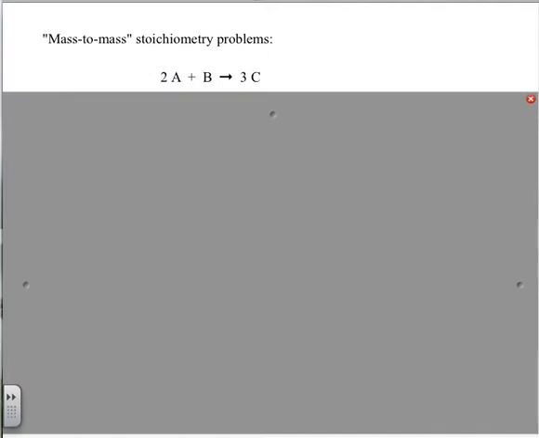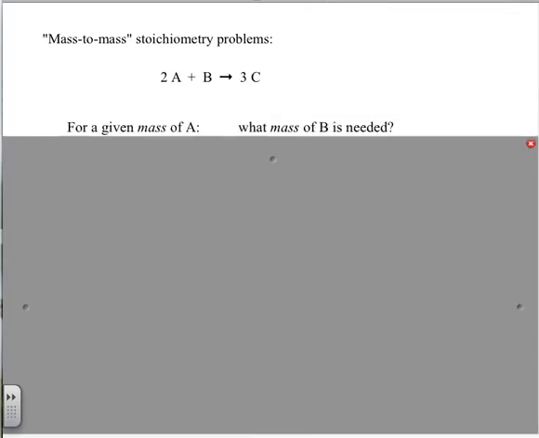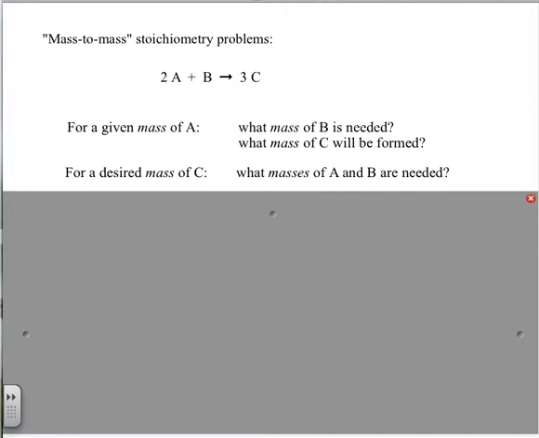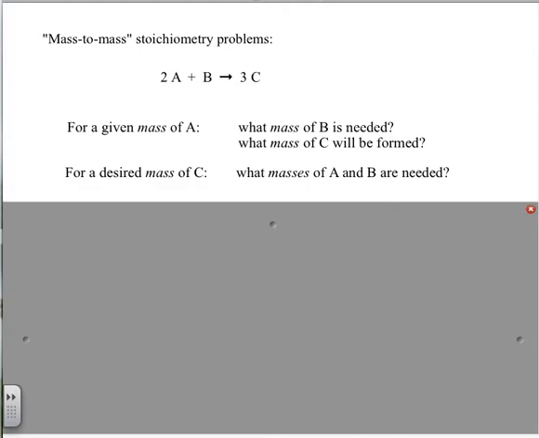Again, every stoichiometry problem begins with a balanced chemical equation that represents the chemical reaction you're studying. In this case, we'll use the generic equation 2A + B reacts to form 3C. And the question we ask is this. For a given mass of A, what mass of B do we need to use it all up completely? And what mass of C do we expect to get out? Or alternatively, looking at it in the other direction, if I want to end up with a certain mass of C, how many grams of A and B do I need?